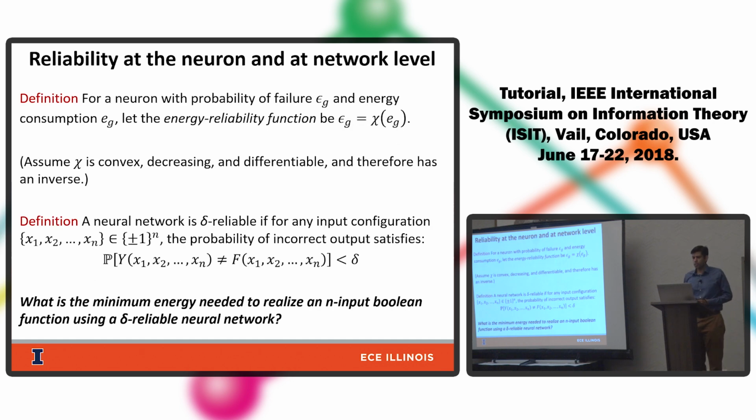Okay, here we'll assume this function is convex, decreasing, and differentiable, and so has an inverse, like any physical function would. And again, we want to achieve delta reliability for any input configuration. So it's the same definition as in the Boolean case. And again, what's the minimum energy we need to realize an input Boolean function using a delta reliable neural network?